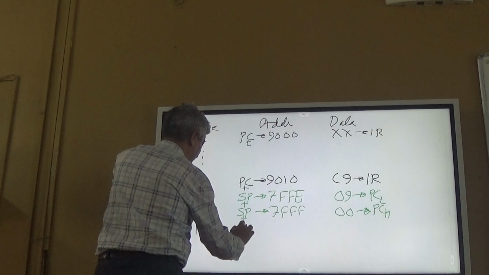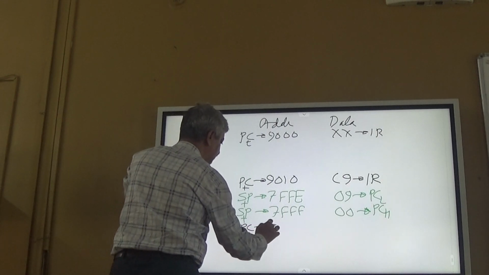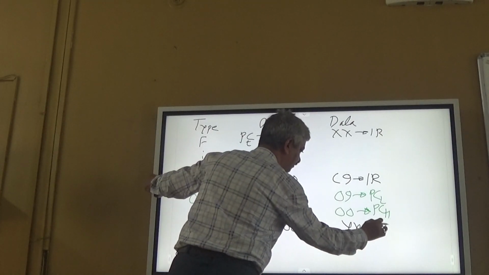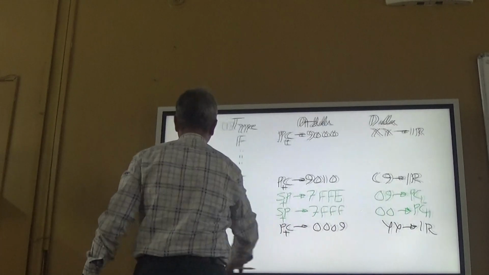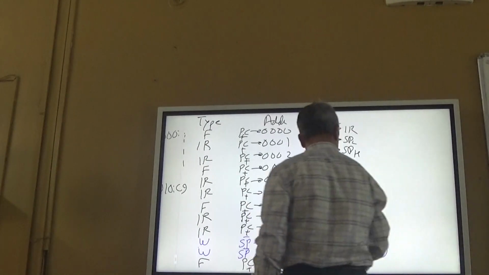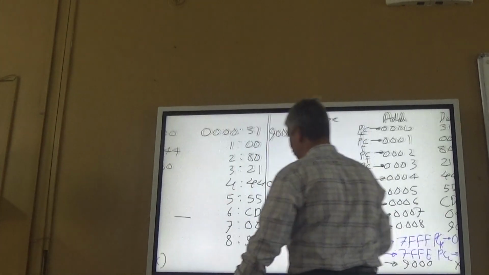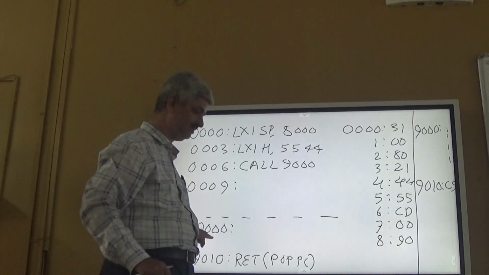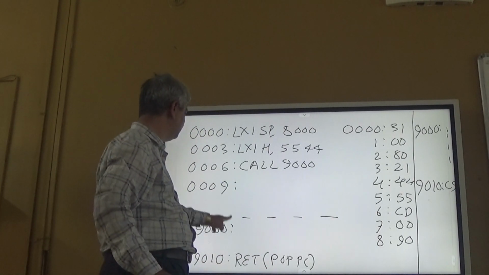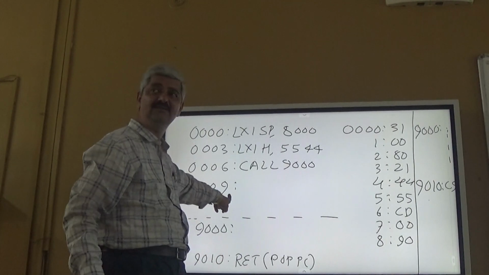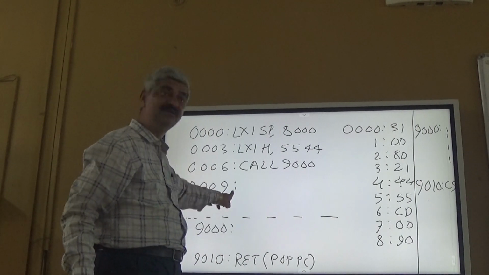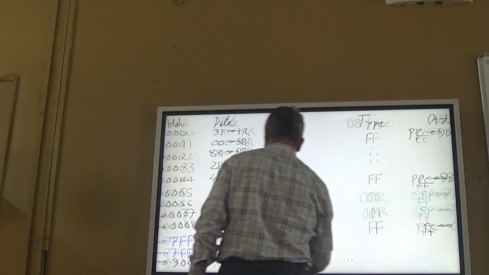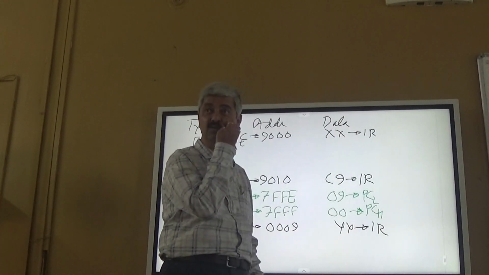Then opcode fetch, program counter giving 0009, and it will continue. Right? So what we have done is, I will come back here. From 0006 it has branched to 9000, and from 9000 then 9010 it has come back. Is it clear? This is a subroutine. Is it okay?